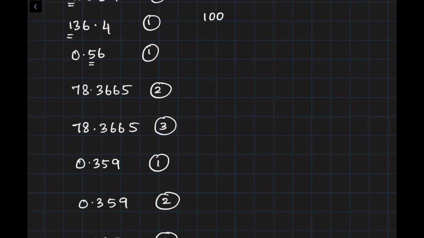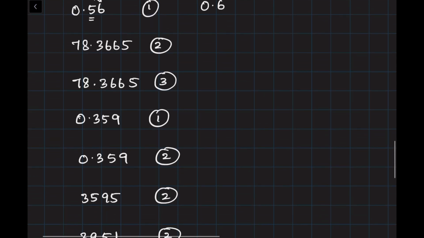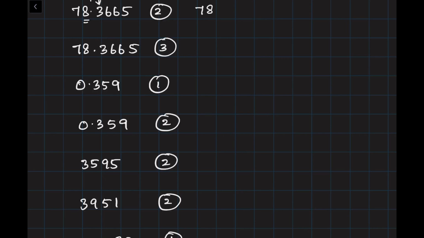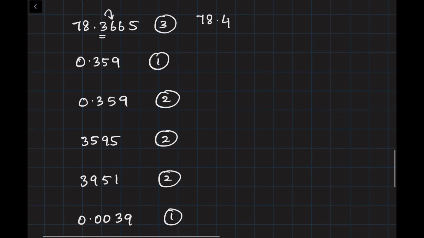Okay, the very next number is greater than 5, so the answer will be 0.6. In the answer there is only one significant figure. Understood? The next number, 78.3665, we have to round off to two significant figures, which means rounding should occur over here. The next number is less than 5, so the answer is 78 itself. If I want to round off the same number to three significant figures, I have to round off here. The next number is greater than 5, so 78.4. Understood? So once you keep on doing few examples, you will understand how to do it.